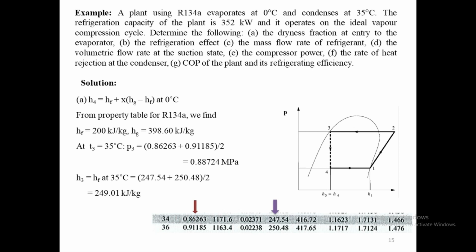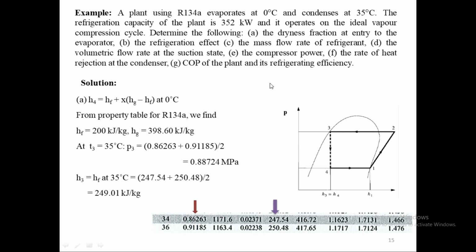So those are the things that we need to find out using different equations as we have discussed in the theory above. So H4 is equal to HF plus X times (Hg minus HF), or HFG, at 0 degrees centigrade. So H4 we will know from the property table of R134a in your handout. This is a copy from the same thing.